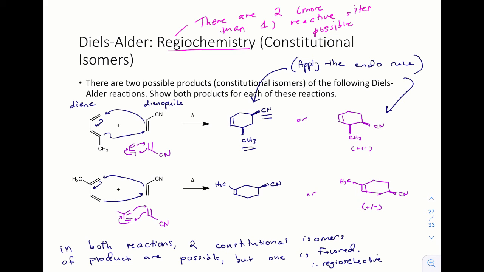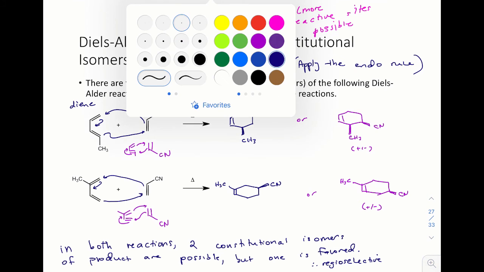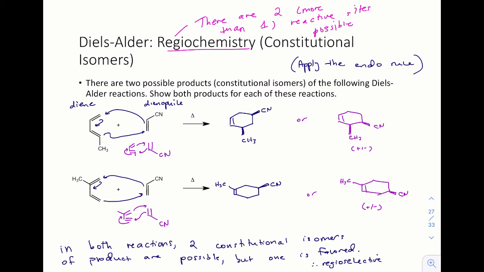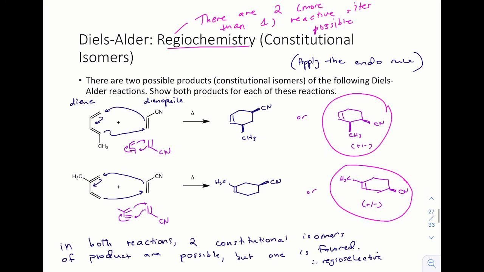And that's just going to be second nature now. Apply the endo rule for stereochemistry. And I've kept you in suspense long enough. Which products are formed? Well, this product is formed for the first reaction and this one for the second reaction. So why is one product favored over another?